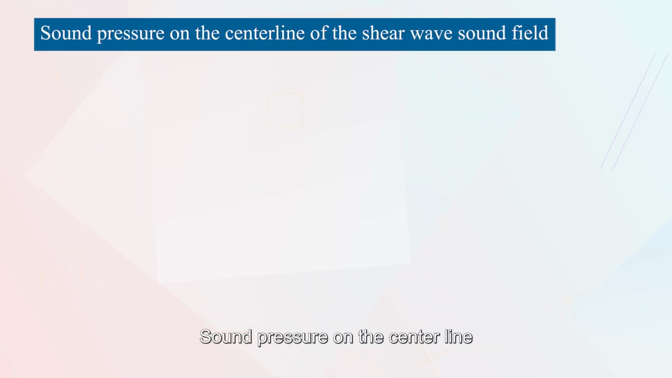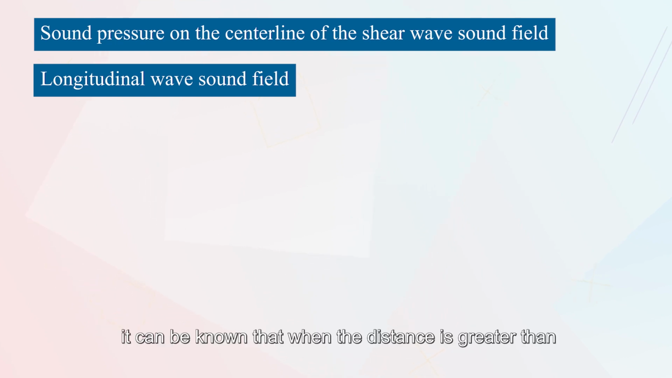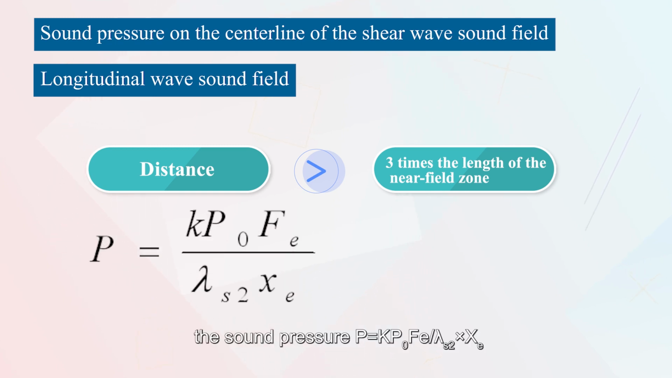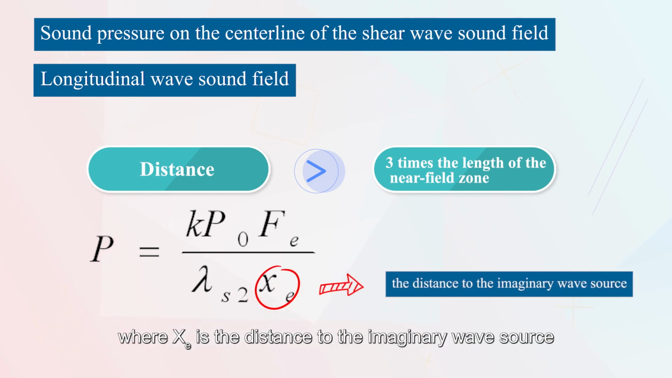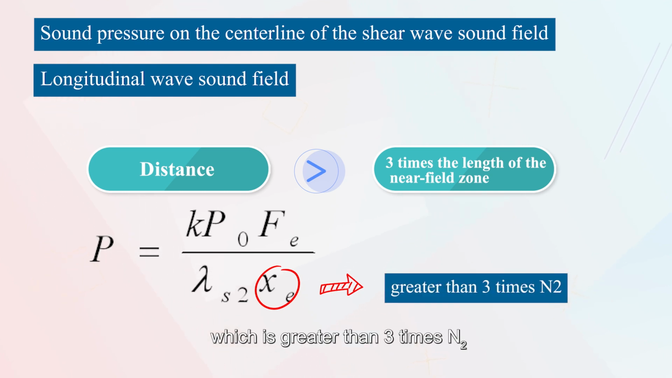Sound pressure on the center line of the shear wave sound field. Similar to the longitudinal wave sound field, it can be known that when the distance is greater than 3 times the length of the near field, the sound pressure P is equal to K p0 Fe slash lambda S2 multiplied by Xe, where Xe is the distance to the imaginary wave source, which is greater than 3 times N2.